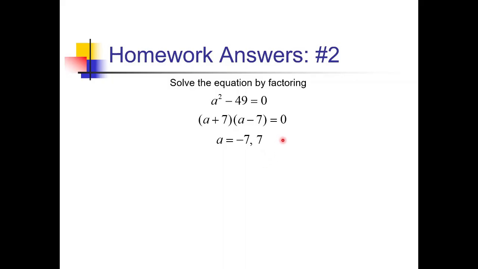Now, you could have done this if you didn't have to use factoring. You could have also done this by adding 49 and then square rooting both sides. Just remember that plus or minus when you square root an equation.